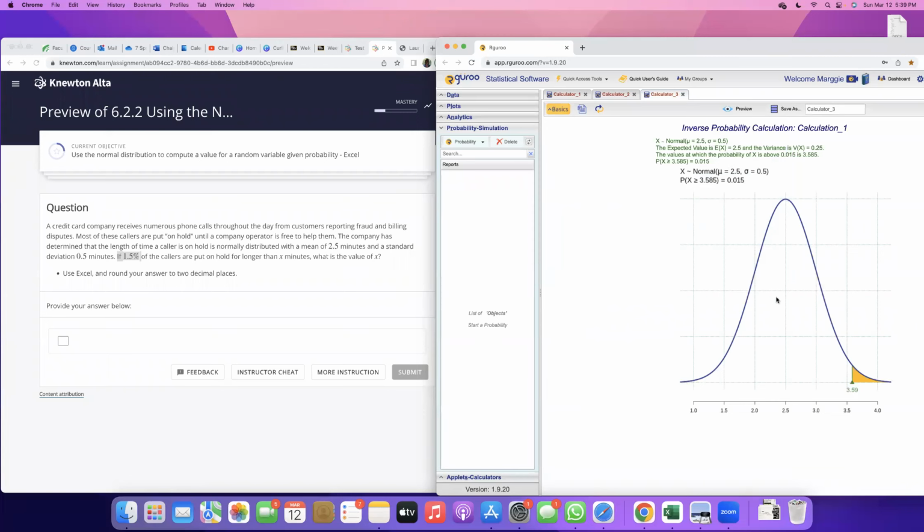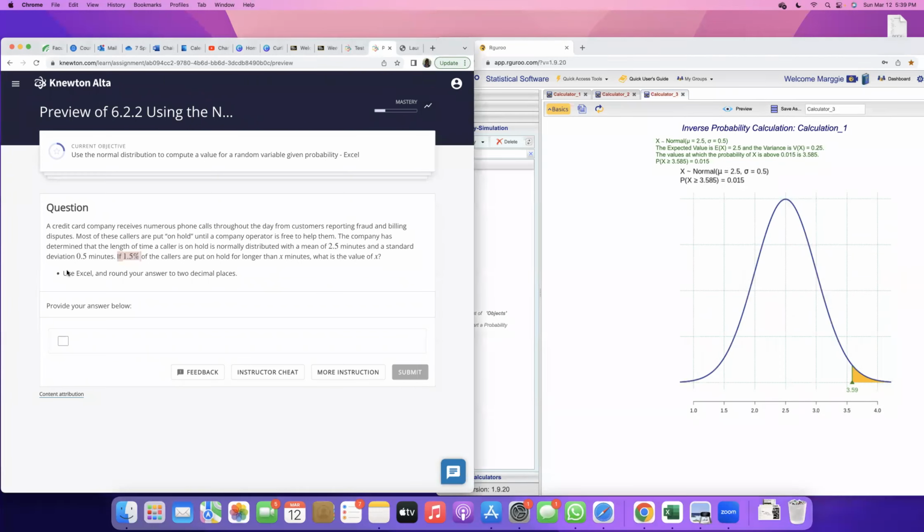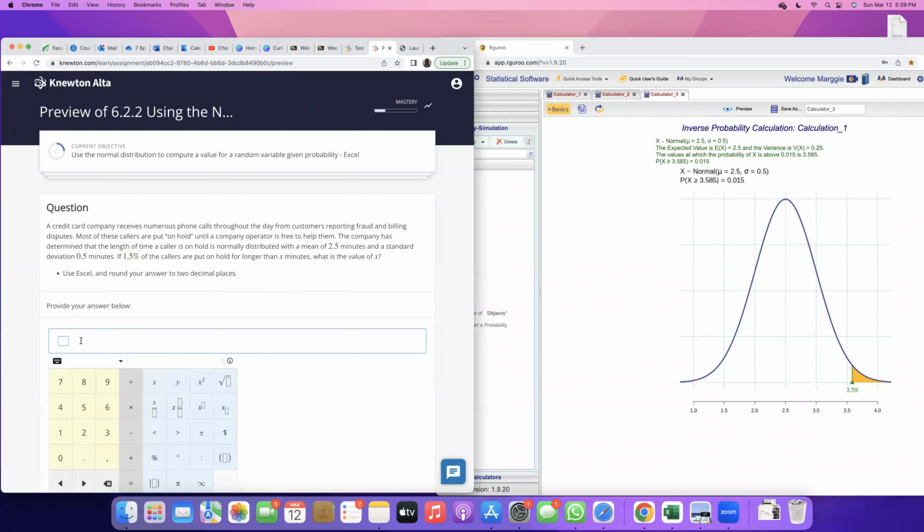All right, so then again, this is your curve. This is the mean here, 2.5, and then I go plus 0.5, plus 0.5, plus 0.5. That's 3 standard deviations to the right. And then it says round your answer to 2 decimal places, and that's actually what I have. So I'm going to try that, 3.59.